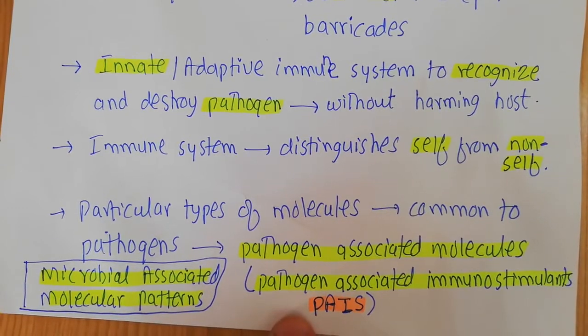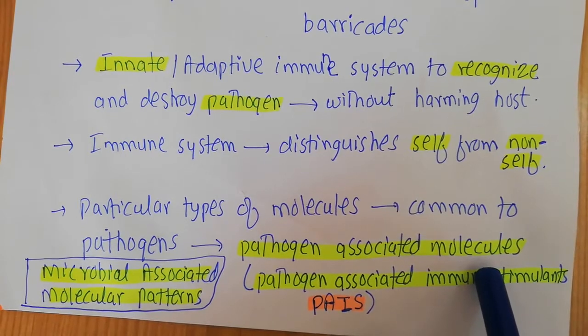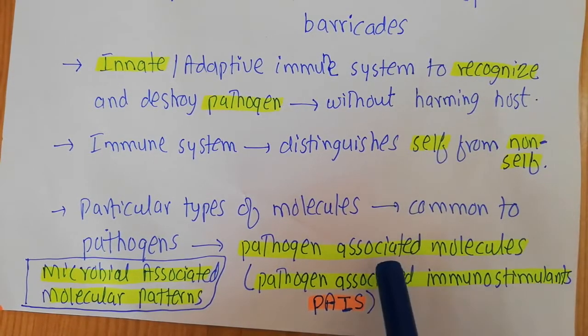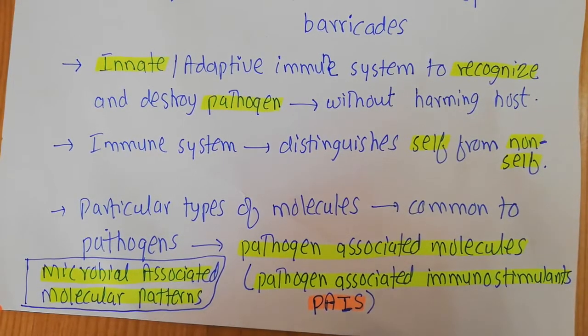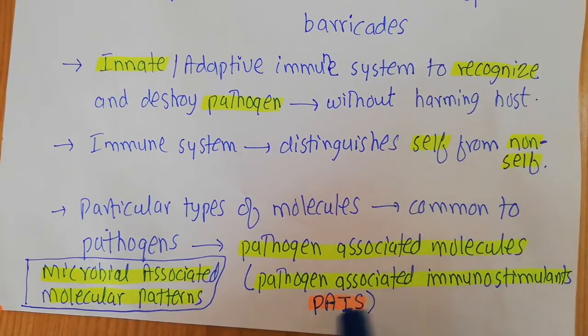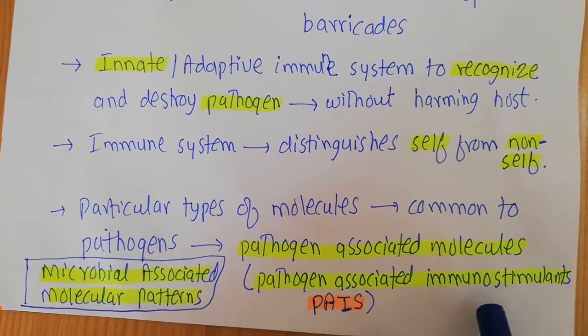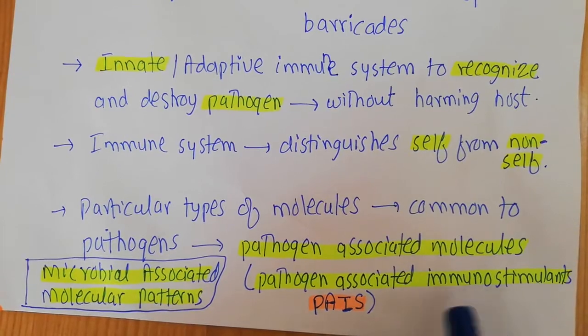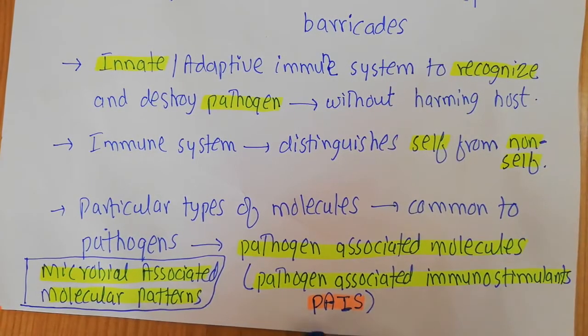These types of molecules are called pathogen associated molecules, and the name is very clear. These are the molecules which are only associated with the pathogens. So the activity of the immune system will be very specific. These pathogen associated molecules are also known as pathogen associated immunostimulants, because these molecules actually stimulate the immune system. For short, I will call them PAIS, for the pathogen associated immunostimulants.